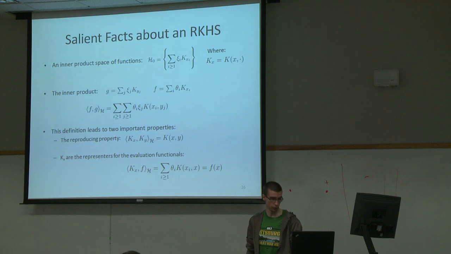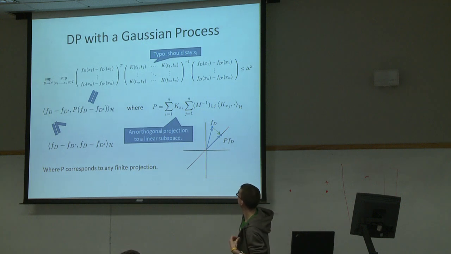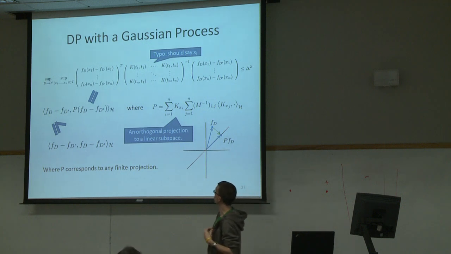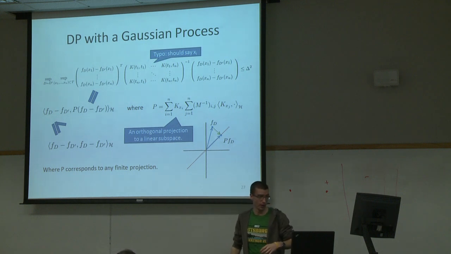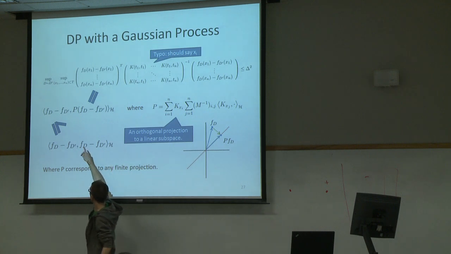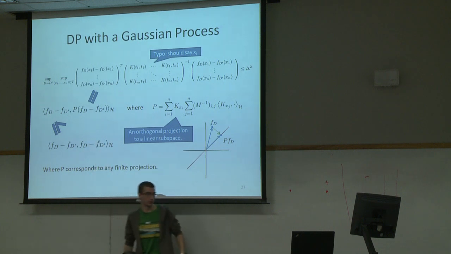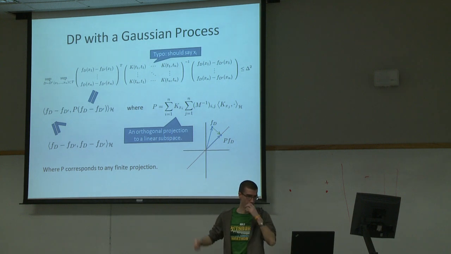So how do these two important properties help us? We're at the same typo again, so I'm very sorry for that. But what we can do, so this top quantity was the thing to be bounded, right? We can demonstrate that it's equal to the inner product in the RKHS between the difference of the two functions on the left and some projection p of the two functions on the right, where p is given as above.